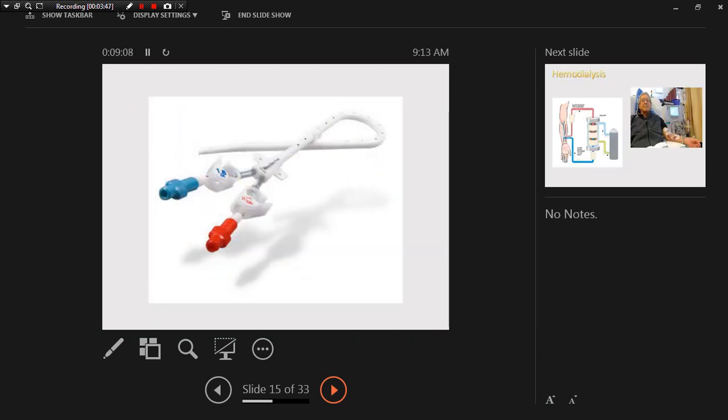That's just another picture of the Vascath, and you can actually see the 2 lumens, and you can see the CC markings at the end with the clamps that show how much heparinized solution needs to be dwelled.